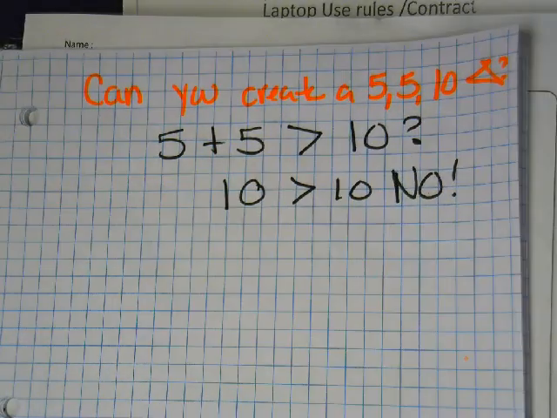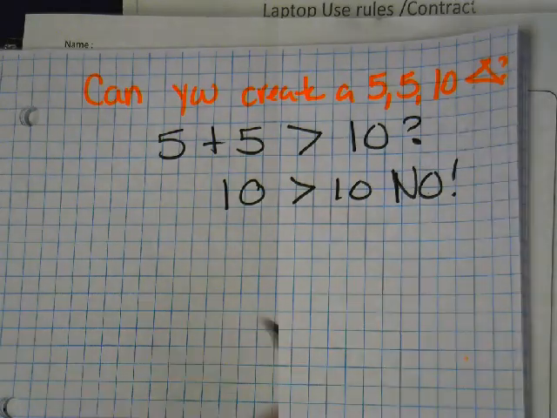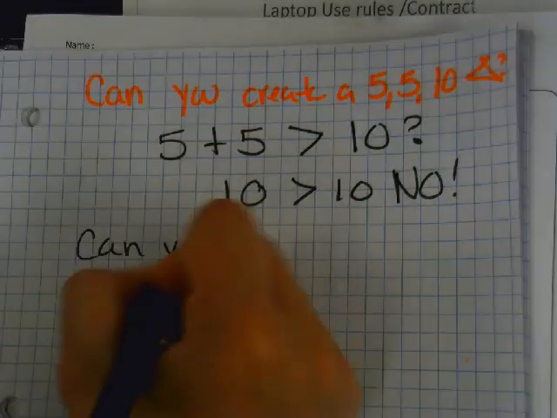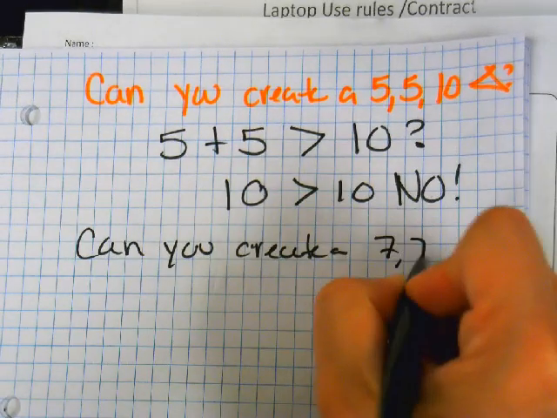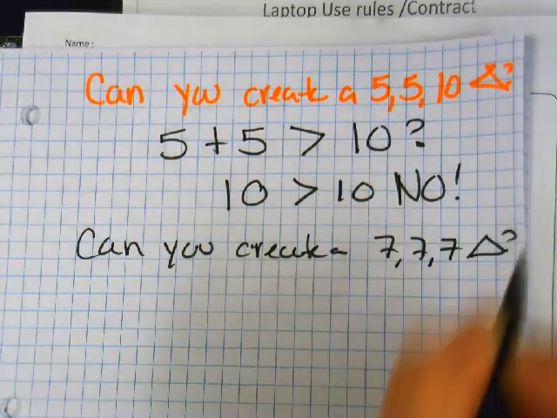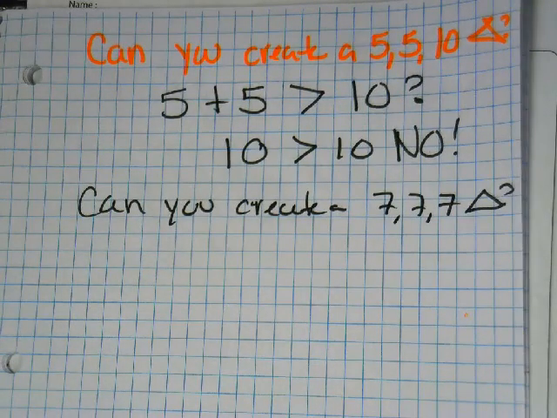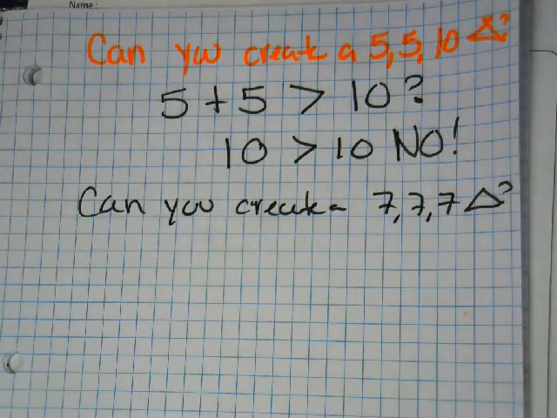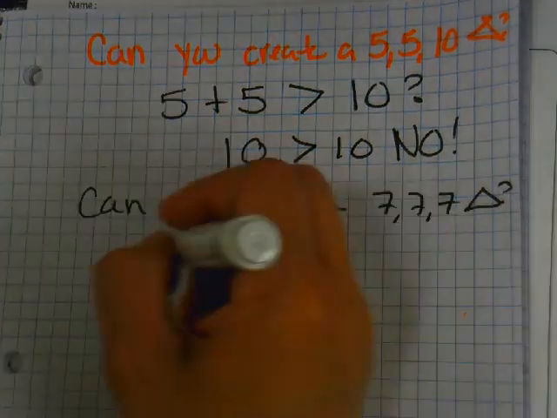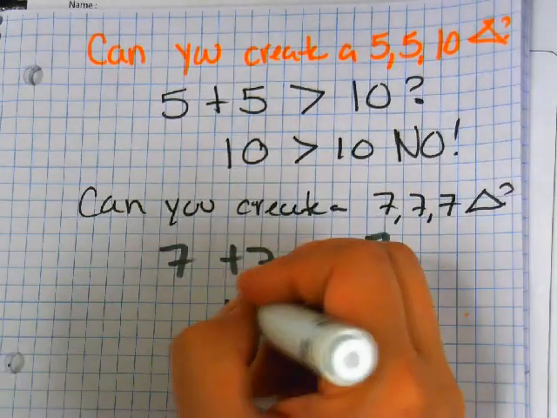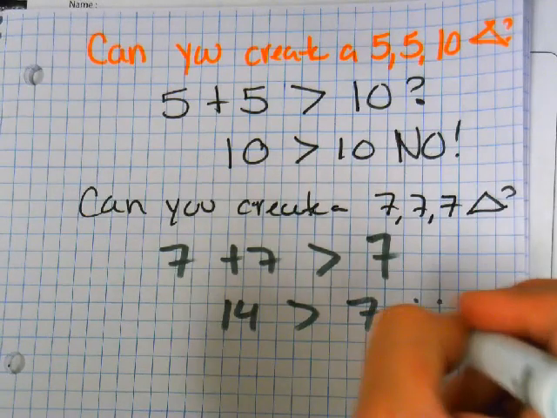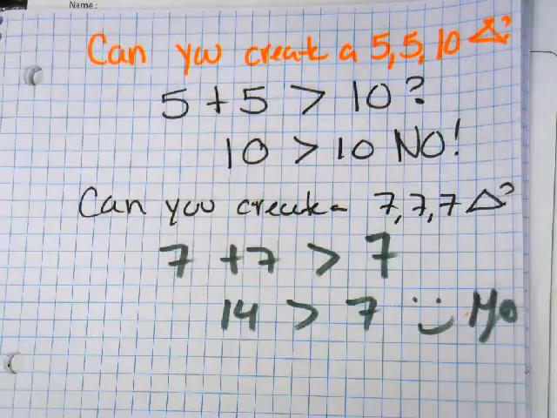If you have an equilateral triangle, like, okay, one more. Can you create a 7, 7, 7 triangle? Yes. Which are my two smallest numbers? 7 and 7. Is 7 plus 7 greater than 7? Yes. 14 is greater than 7. But with 3, 4, and 7, you can't.